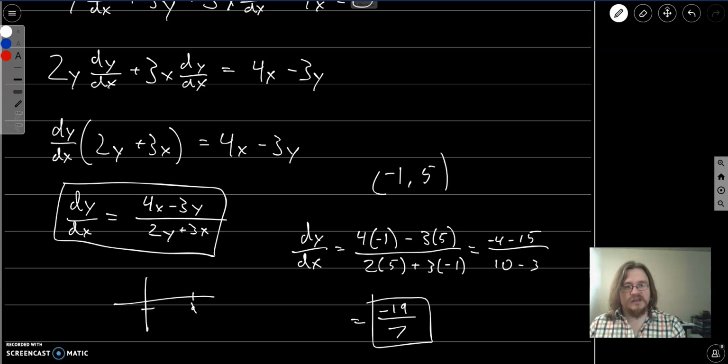And that's all there really is to this assignment. It's just taking some derivatives using implicit differentiation and plugging in a few points to find the derivative there.